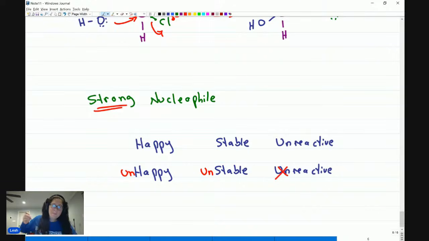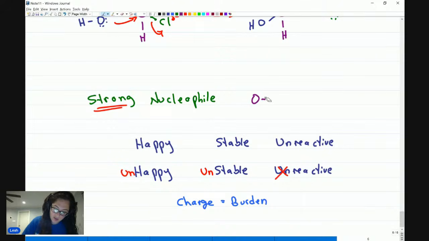So what gives a molecule a temper tantrum? What makes a molecule unhappy? Charge. Charge is a burden. And even though some molecules can carry the charge more than others, a charged molecule is unhappy. And if it's carrying a negative charge, it will react, it will attack. And so your strong nucleophiles are your negative nucleophiles.